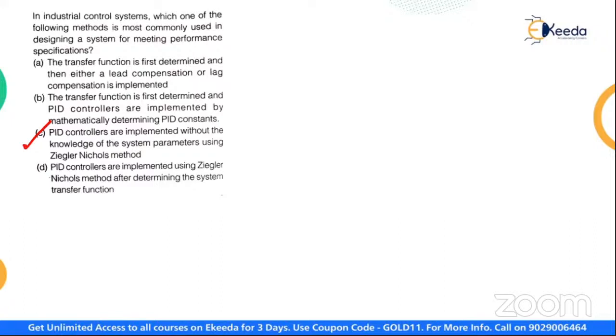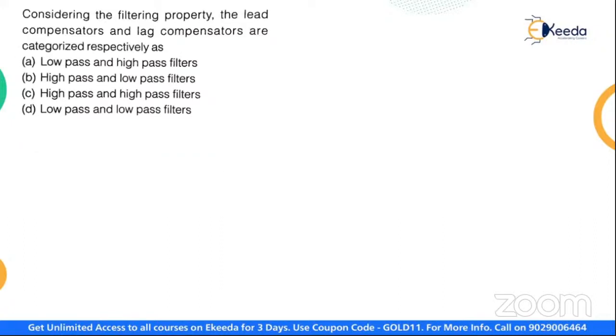Yes. Now next, considering the filtering property, the lead compensators or lag compensators are categorized respectively as what? Lead and lag compensators are categorized as what?